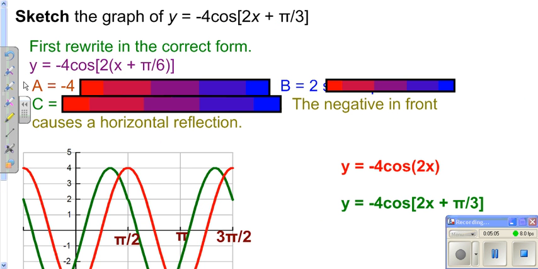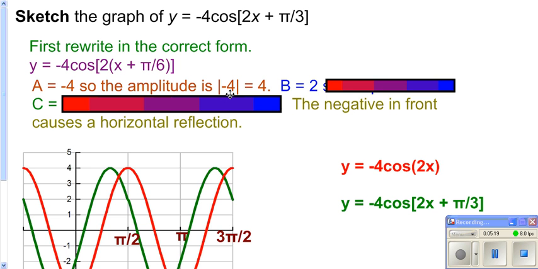Well, we more or less need to do the same thing for this one here. The number in front is my A. So I know that my A is -4, so my amplitude is the absolute value of that, or 4. So I know I'll go 4 units above and below that horizontal line that cuts my graph in half.